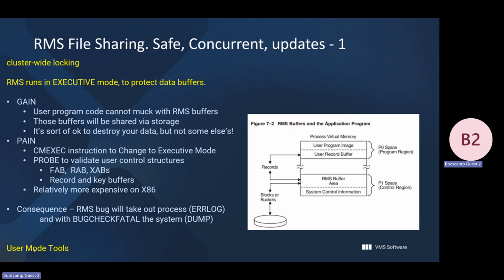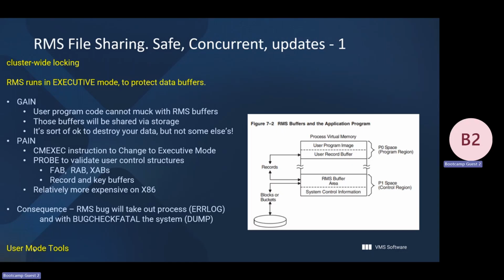We could do that if we didn't probe stuff. So we have to do the change mode exec. We have to probe all the RABs and the FABs. Those are the handles that we use to get to the data. And obviously the record buffers and the key buffers. This change mode exec and this probing is relatively more expensive on x86, but they're so powerful anyway. So who cares? No, you don't notice.